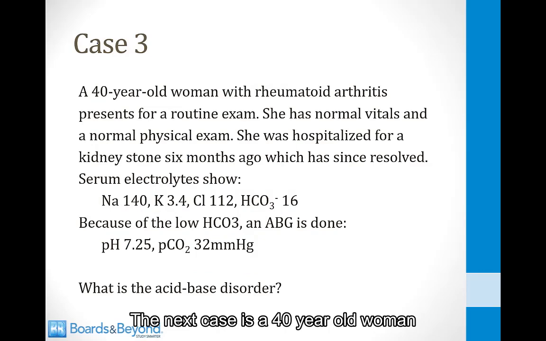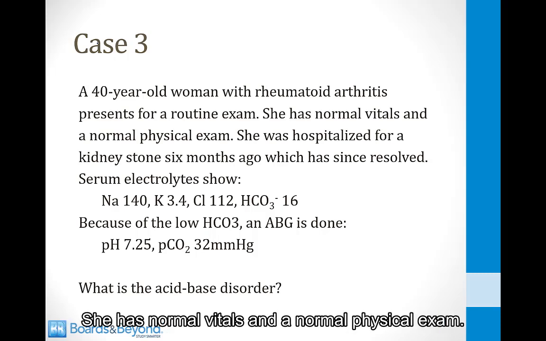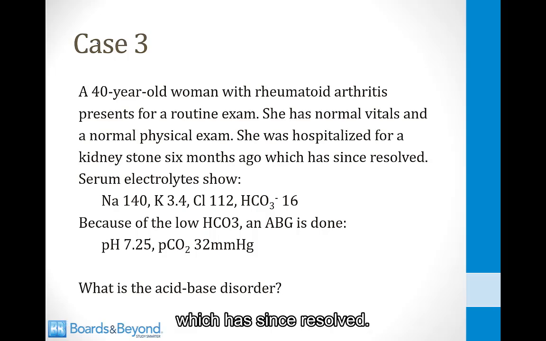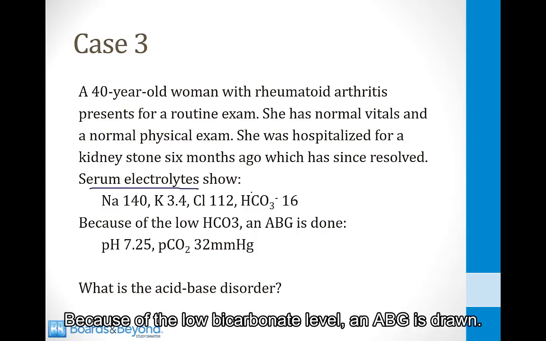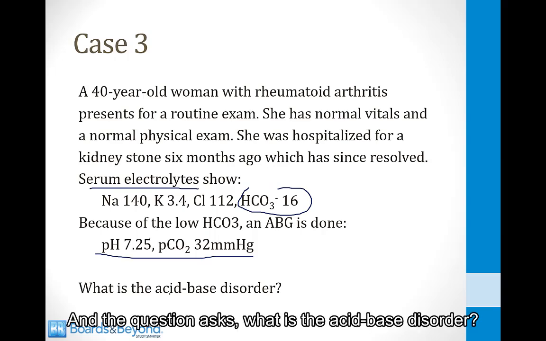The next case is a 40-year-old woman with rheumatoid arthritis who presents for a routine exam. She has normal vitals and a normal physical exam. She was hospitalized for a kidney stone 6 months ago, which has since resolved. Her serum electrolytes are shown here. Because of the low bicarbonate level, an ABG is drawn, and the ABG results are shown here. And the question asks, what is the acid-base disorder?